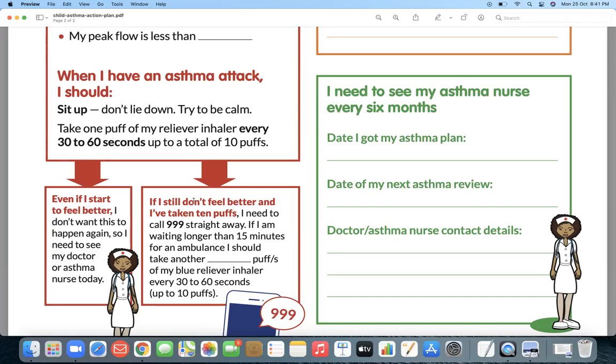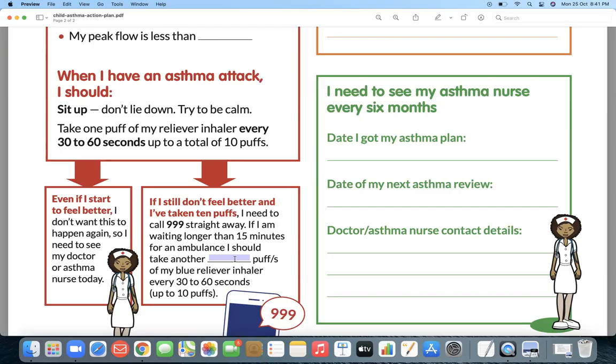After taking 10 puffs, if still not feeling better, I need to call 999 straight away. If I am waiting longer than 15 minutes for an ambulance, I should take another puff of my blue reliever. So after 10 puffs, I am still not well. I will call the ambulance. While waiting for that, if it takes more than 15 minutes, I will take another.